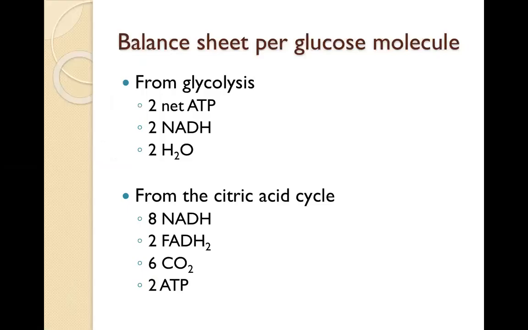So let's do a balance sheet. For every glucose molecule, what is produced? So here's the balance sheet. From glycolysis, we know that we have 2 net ATP, we have 2 NADH, and we have 2 waters. From the citric acid cycle, for every glucose molecule, you get 8 NADH, you get 2 FADH2s, and you get 6 carbon dioxides and 2 ATP.